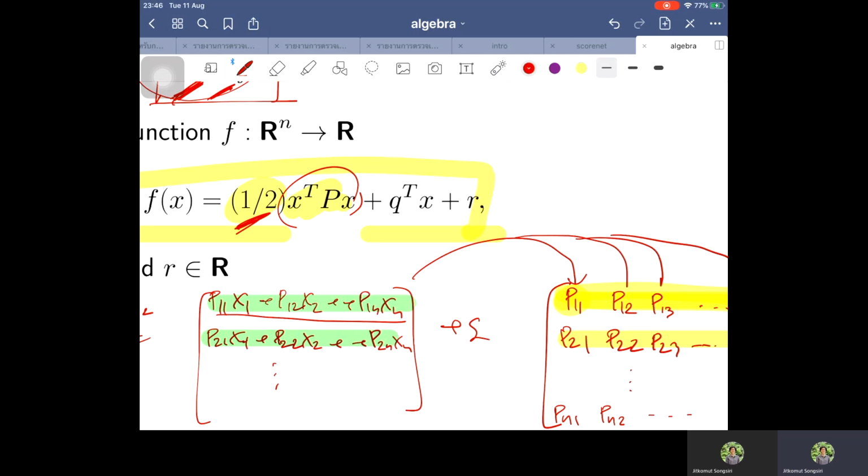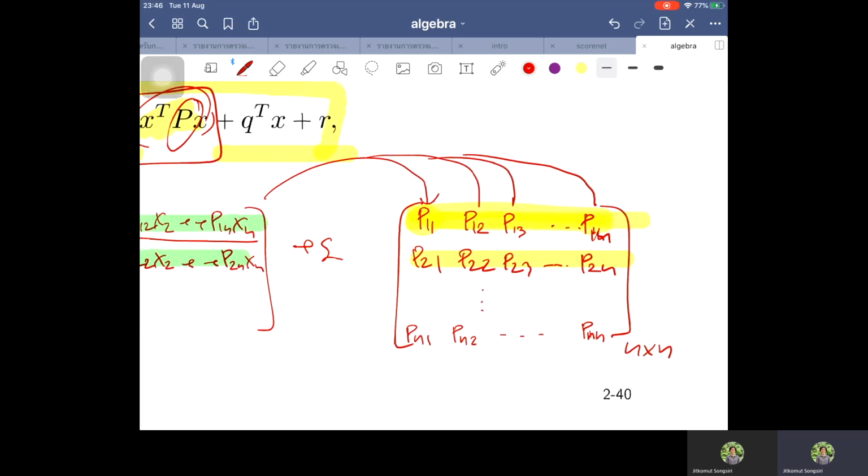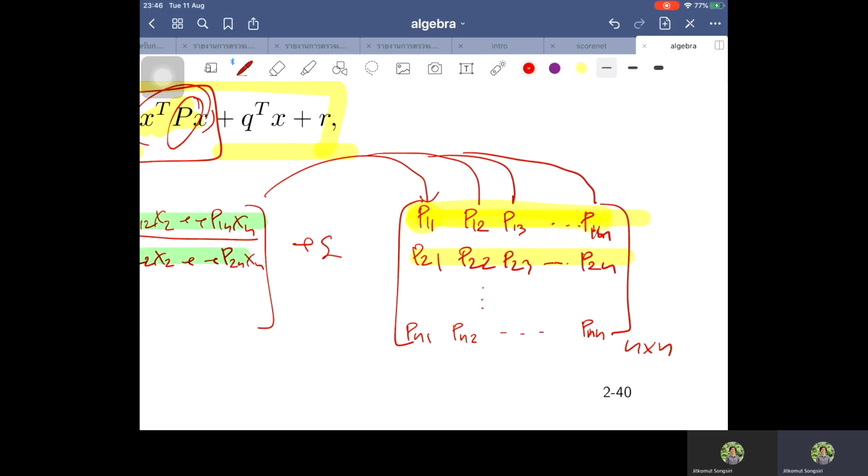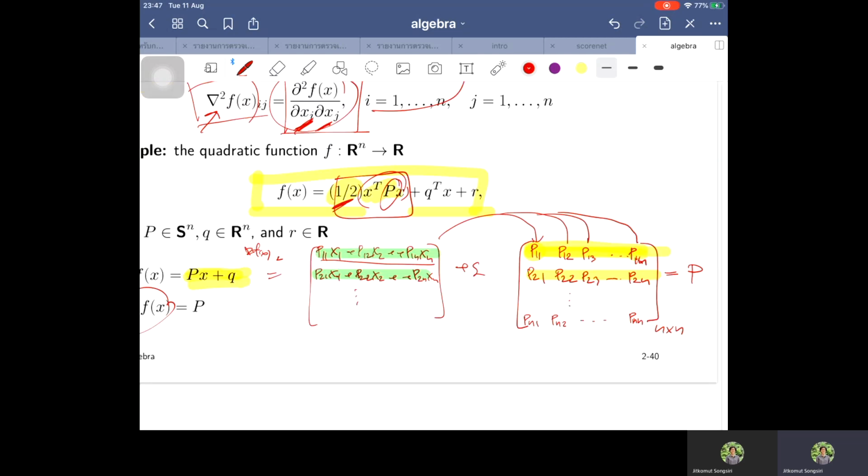I explained in one of the videos that when you consider a quadratic form in x, typically P is taken as a symmetric matrix, because if P is not symmetric, you can just take the symmetric part of P. So basically the Hessian is simply the matrix P.